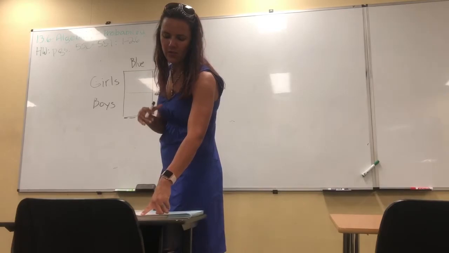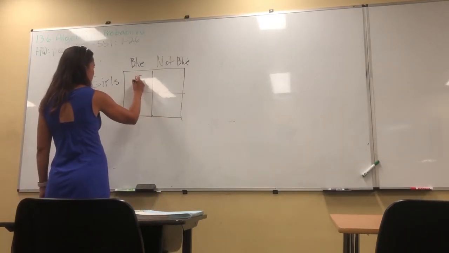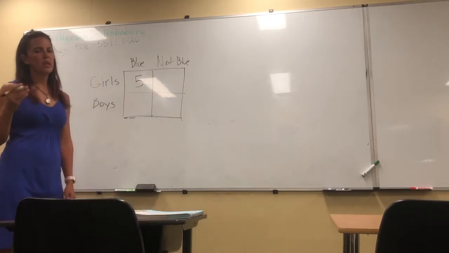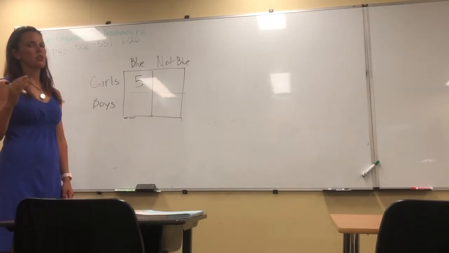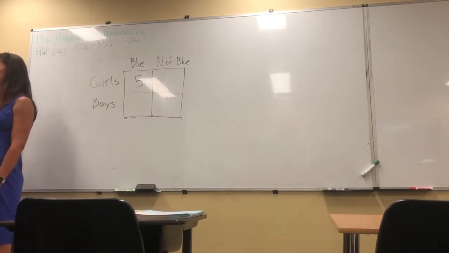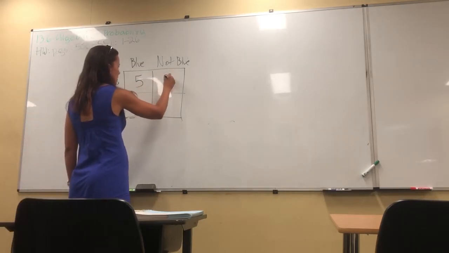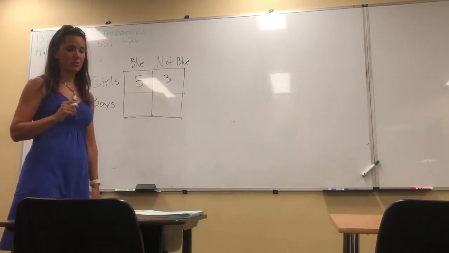So it says 5 of the 8 girls have blue eyes. So that goes right here. Well, they said 5 of the 8 have blue eyes. So if we have a total of 8 girls and 5 of them have blue eyes, how many don't have blue eyes, Alicia? 3. So we can just do that math. We don't have to do any fancy formulas or calculations.